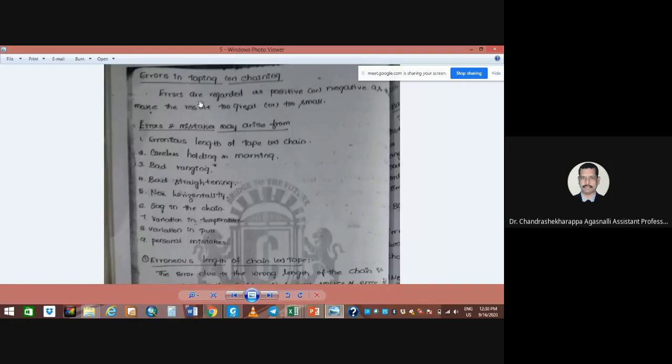This we already discussed in the last class. That's the theory part: errors in taping or chaining. When you are using the tape or chain, what errors or mistakes arise? Incorrect length of chain, careless holding or marking, bad ranging, bad straightening, and also sag in the chain, variation in temperature, variation in pull, and personal mistakes. These are all the errors in taping or chaining.